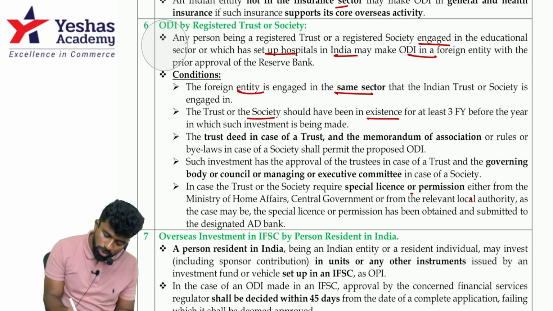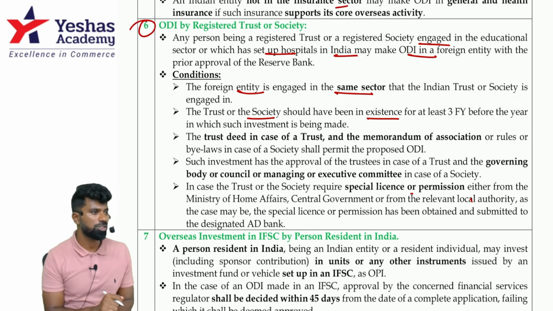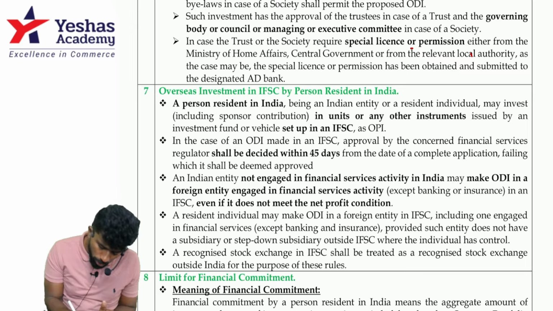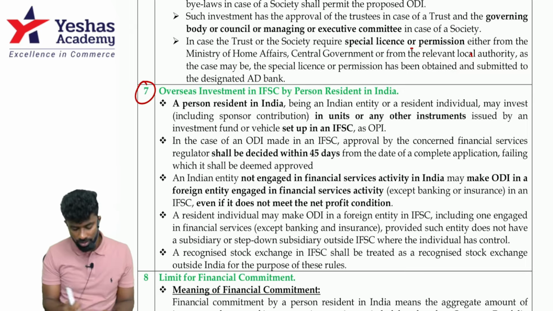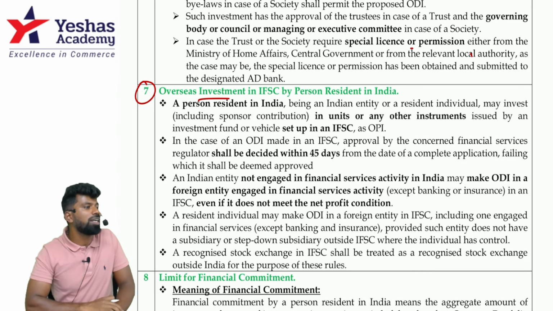Next one is important, overseas investment. Because they already asked a question based on this, there are less chances of asking a question based on this. They may ask. So, one more, the next option is what? This one. Overseas investment in what? IFSC by a person resident in India.